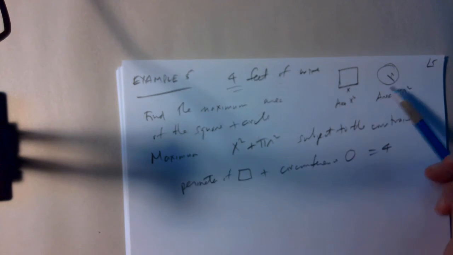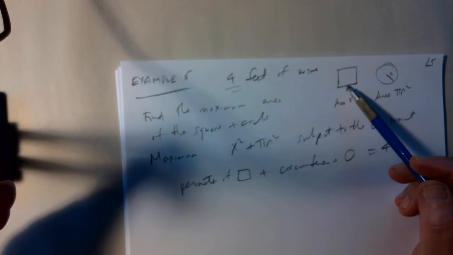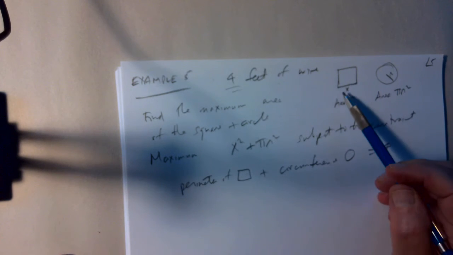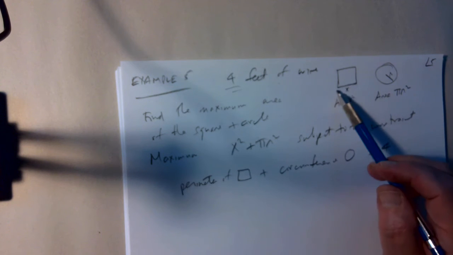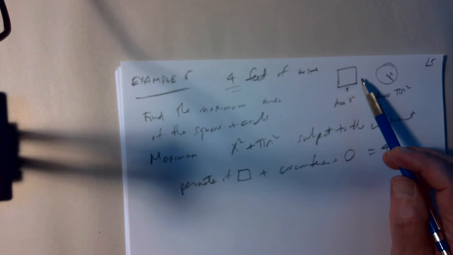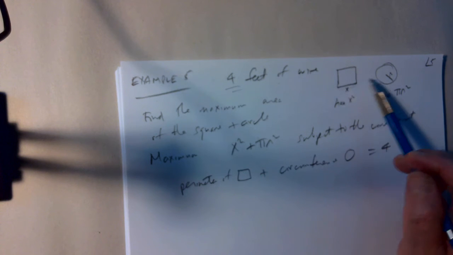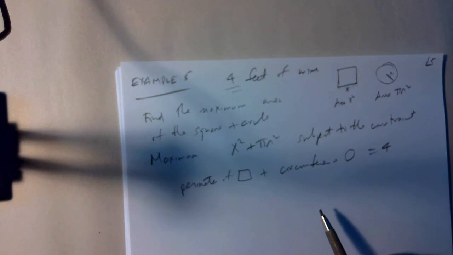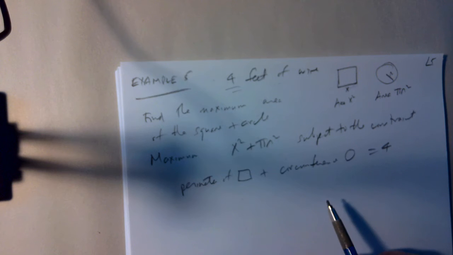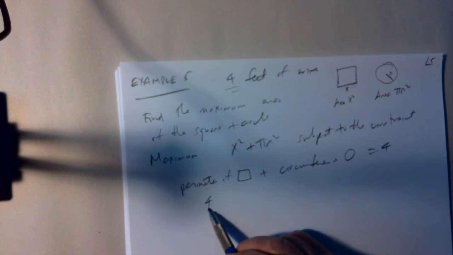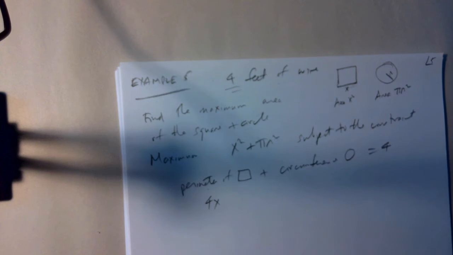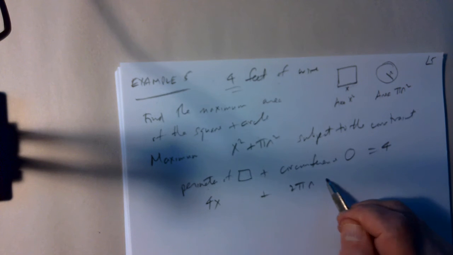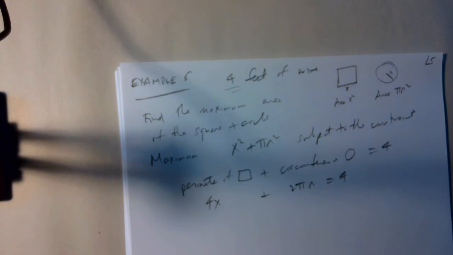You're going to use all the wire, because if you don't use all the wire, that's silly. You can get a bigger area by making either x or r bigger. So you're going to use up the whole wire. You're going to cut it into 2 pieces and make a square and a circle whose total perimeters, the perimeter of the square, the circumference of the circle, add up to 4. So what is the perimeter of the square? 4x. And what's the circumference of the circle? 2 pi r. That has to equal 4.